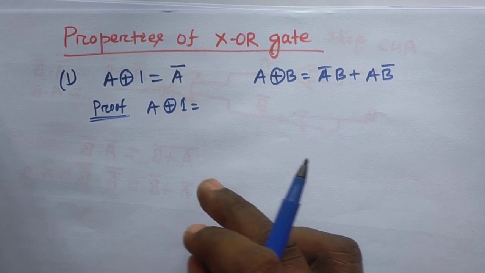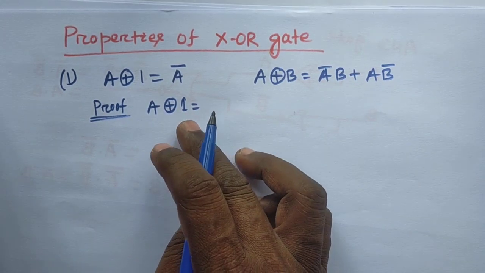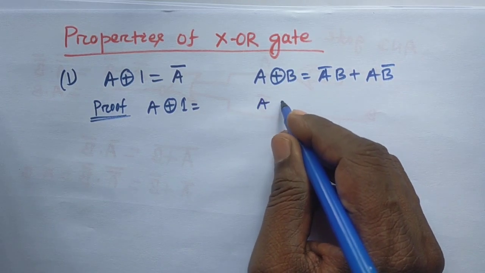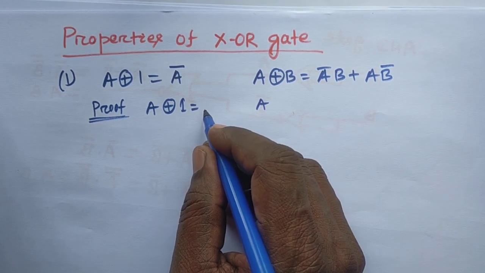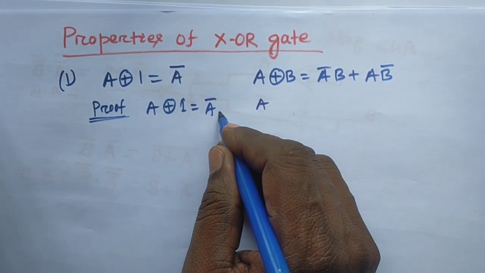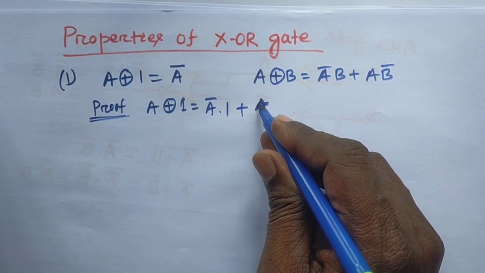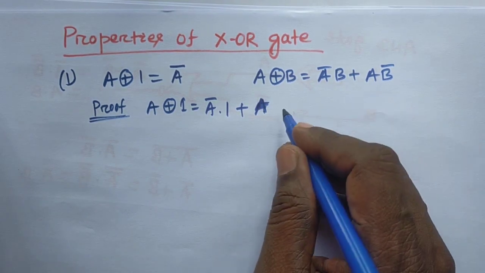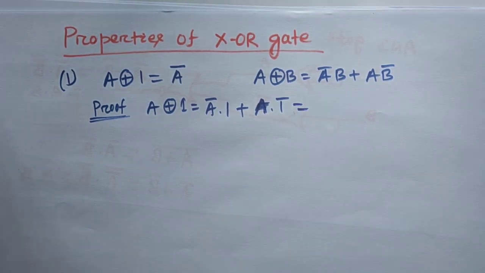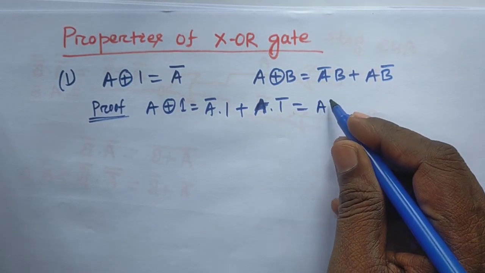Okay. Now see, a XOR with 1. Here a is a, b is 1. Now we apply these values. That means here a complement, b means 1, plus a, next is b complement, that is 1 complement. Now we see what is the result. A complement dot 1 means a complement, no problem.